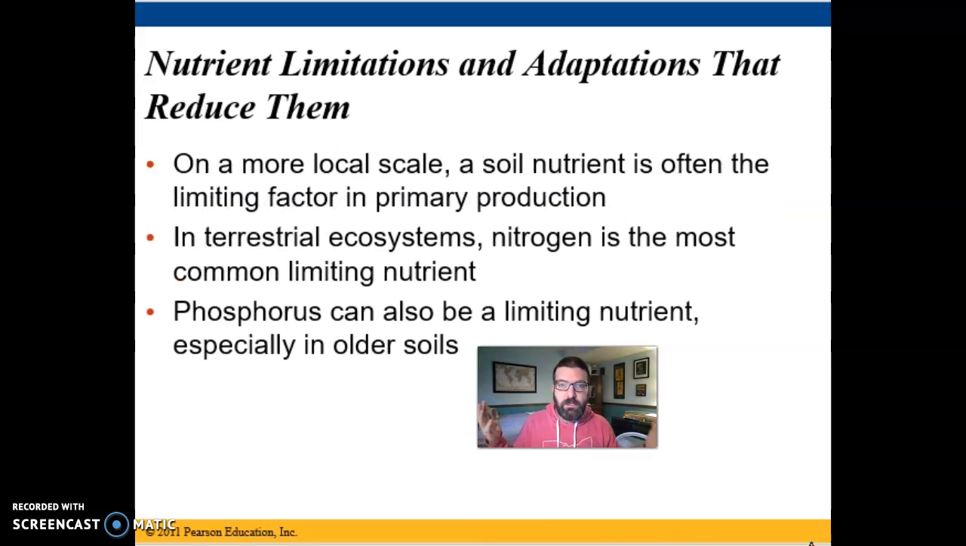Well, on a broad ecosystem scale, moisture and temperature tend to be limiting factors. On a very local scale, if you look at just a particular area, field or whatever, you might have a particular soil nutrient that could be the limiting factor. And most often that's going to be nitrogen. Sometimes it's going to be phosphorus as well in older soils.